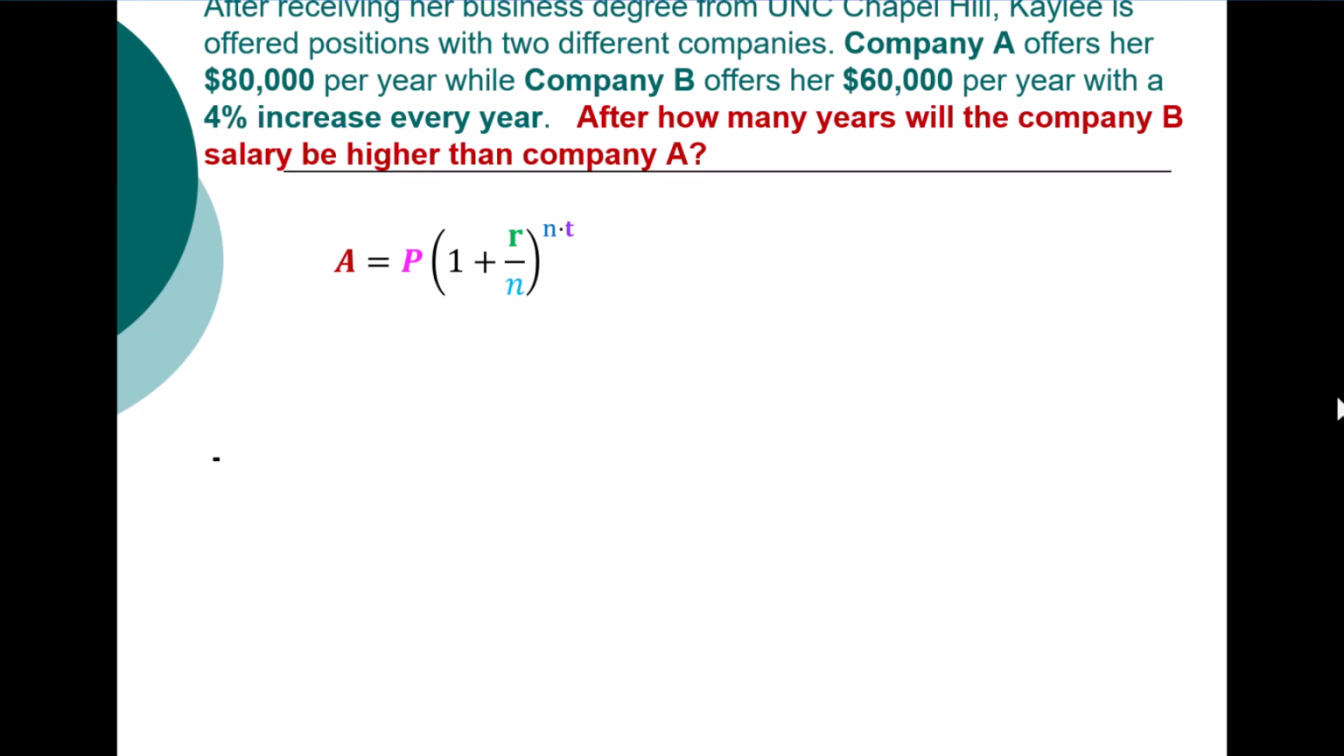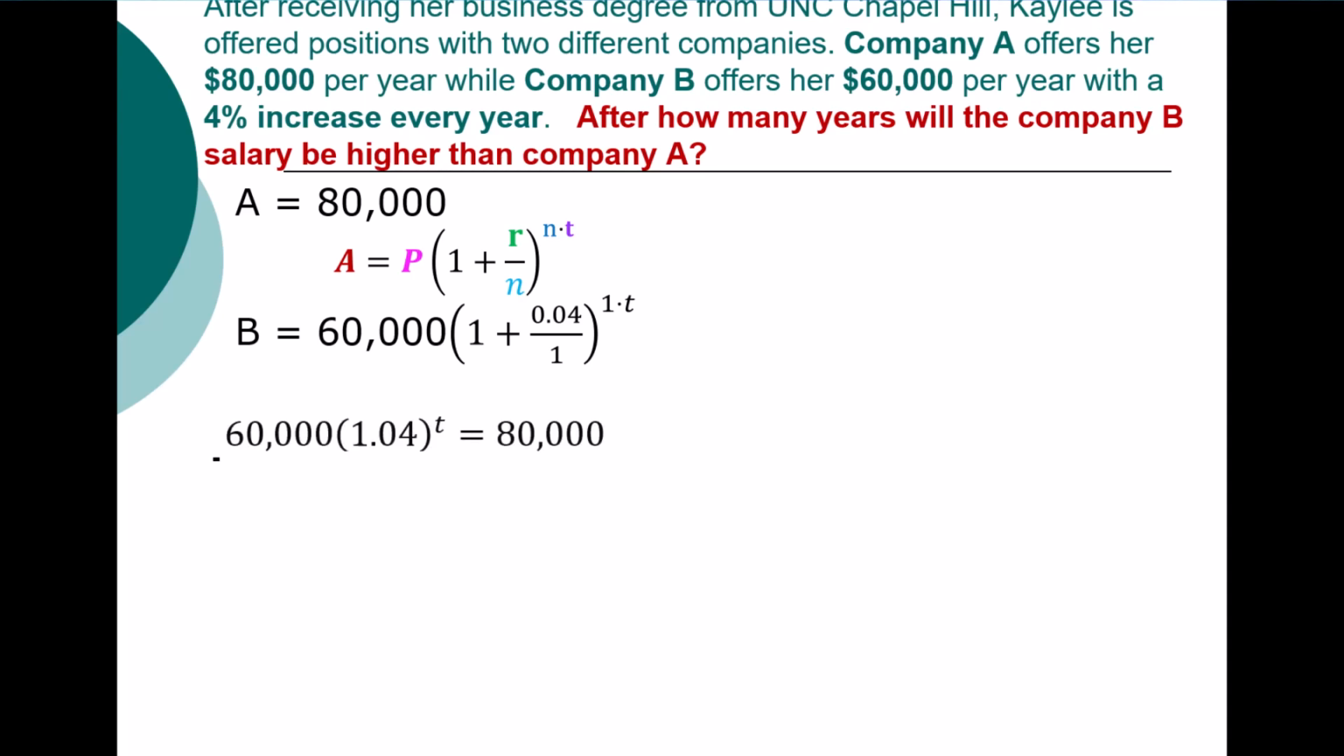Let's break this down. We're still using the same formula: A, the total amount, equals P, the initial amount, times 1 plus the rate over the number of compounding periods, all of that raised to the number of compounding periods times t, the number of years. There's our formula. Let's plug in what we know. We've got 2 different scenarios. Company A, we start with $80,000 per year. Company B starts with $60,000 per year.